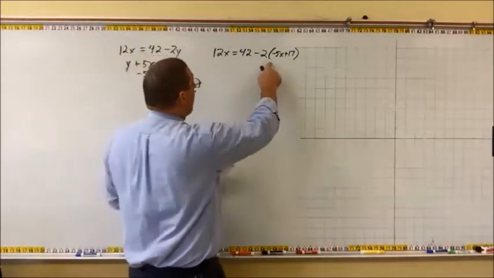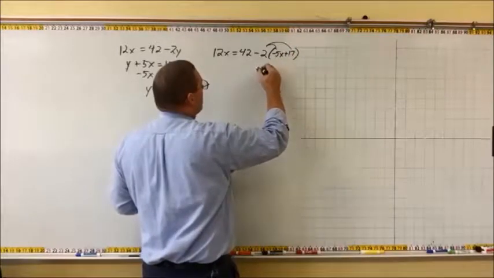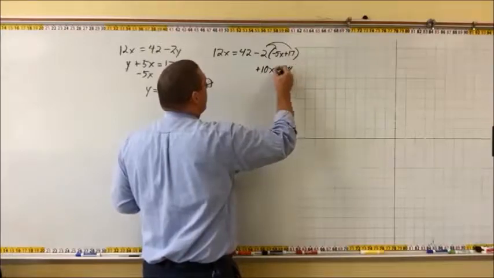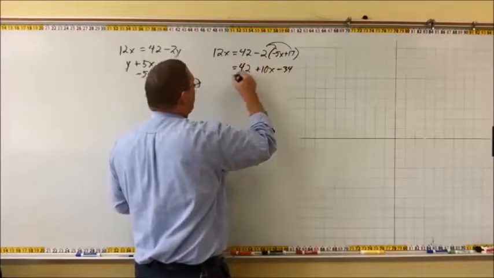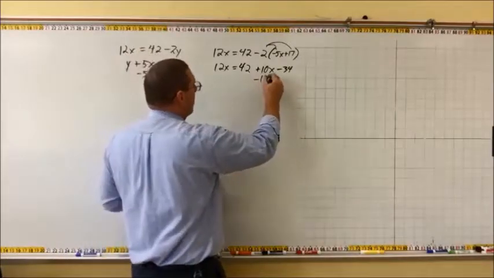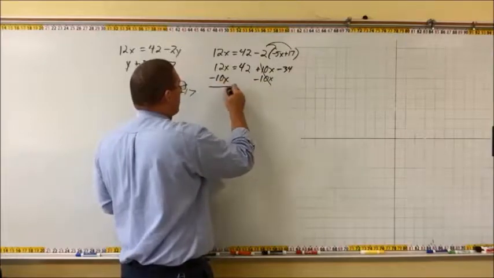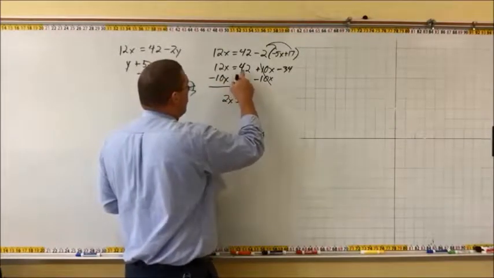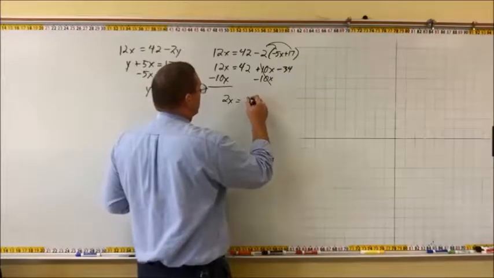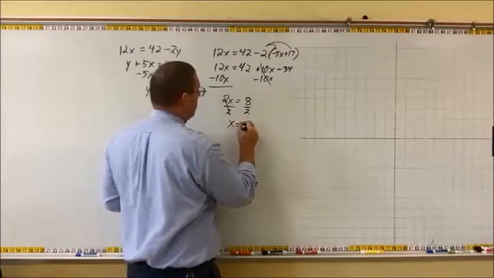I'm going to distribute this -2 here and here. -2 times -5 is positive 10x. -2 times 17 is -34. I've still got a 42 here, and I still got a 12x here. Subtract 10x here, subtract 10x here, and I get 12x minus 10x is 2x equals 42 minus 34, that's 8. Divide by 2, x equals 4.